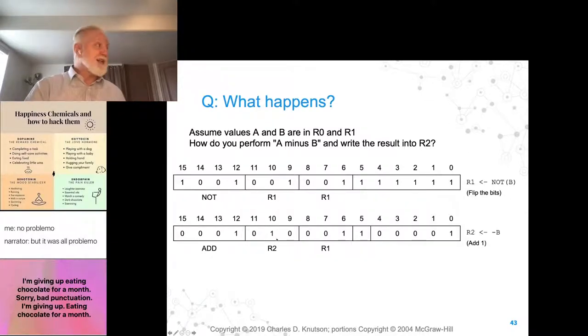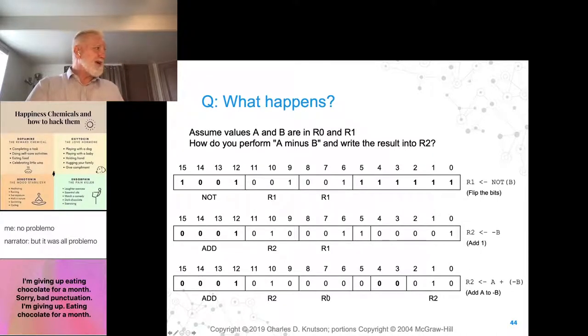What I now have to do is take R0 and R2 and add those together. And the result has to go into R2, because that was our spec. There's our ADD. Bit 5 is 0, so I'm going to use two source registers, R0 and R2, and I'm going to put the result into R2. That is our program. Believe it or not, we just wrote a 6-byte program.